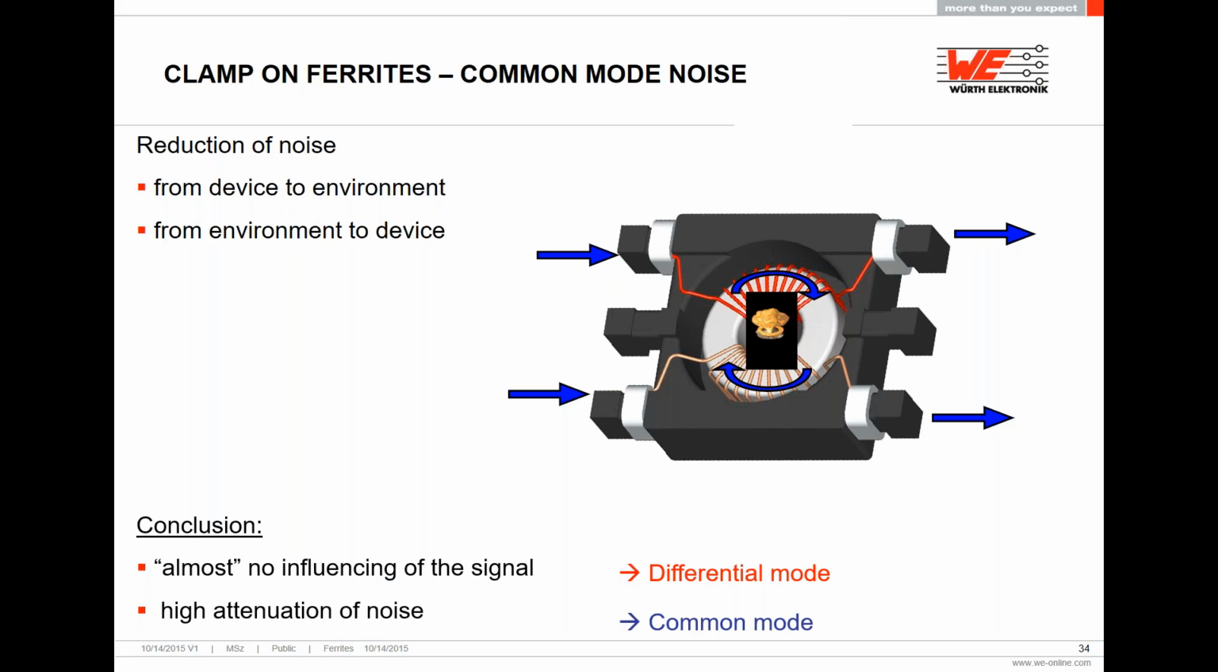So, in conclusion, because of the winding structure inside the part, we are not influencing the signal, and therefore, if we choose the correct core based on its complex permeability, and specifically a high resistive portion at the frequencies of the noise, we will get a high attenuation of the noise that we have in our circuit.